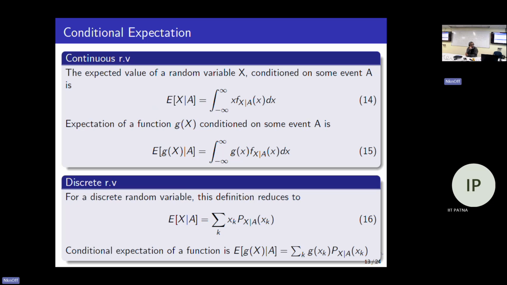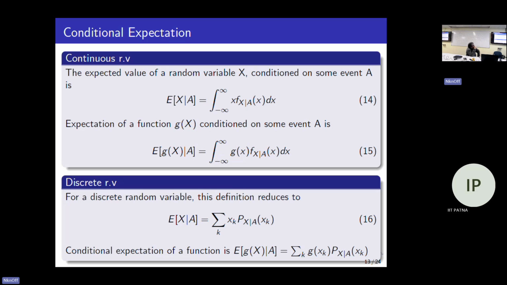Now this is conditional expectation. So what is conditional expectation? For a continuous random variable, conditional expectation is the expectation over the conditional PDF. Now you see it is written expectation of x given A equals integral of x f of x given A, dx. That means we need to determine the conditional density function f of x given A. Then we have to calculate x into f of x given A, dx.